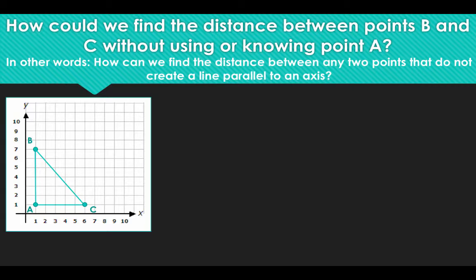We need to find the distance between any 2 points that do not create a line parallel to an axis. So between A and C and A and B, those lines were parallel to the x-axis and the y-axis, so we could just count the points. But in most cases, that's not going to happen. So we want to be able to find it. So we know we've used the Pythagorean theorem to find the distance from B to C. So our Pythagorean theorem is right here. A squared plus B squared equals C squared.